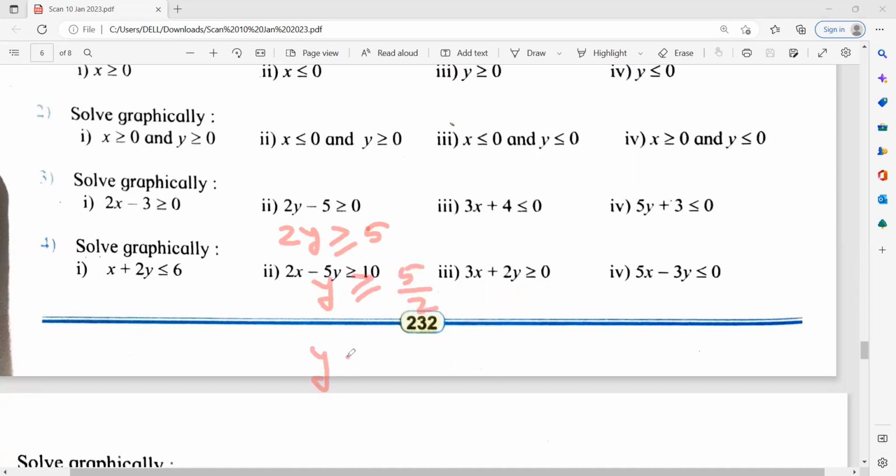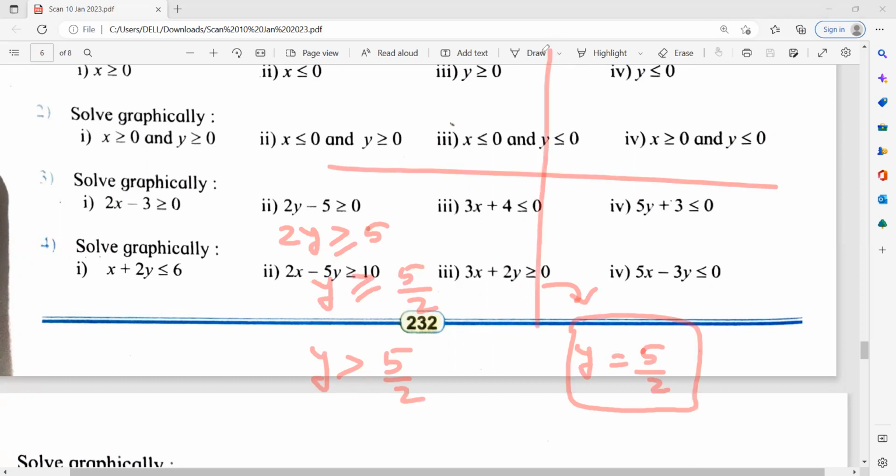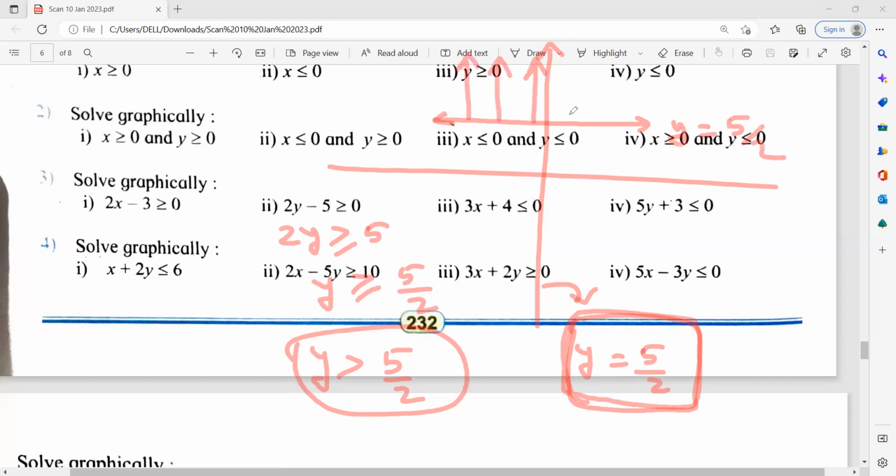So y greater than 5 by 2 is one inequation. You know y equals 5 by 2, see, just one variable. Y equals 5 by 2 is a line parallel to the x-axis. You will write the line, and then you got the solution set of the line, which is this. Now what do you want? You want the solution set of y greater than 5 by 2. Those are these points, so you will start with 5 by 2 and you will go on.